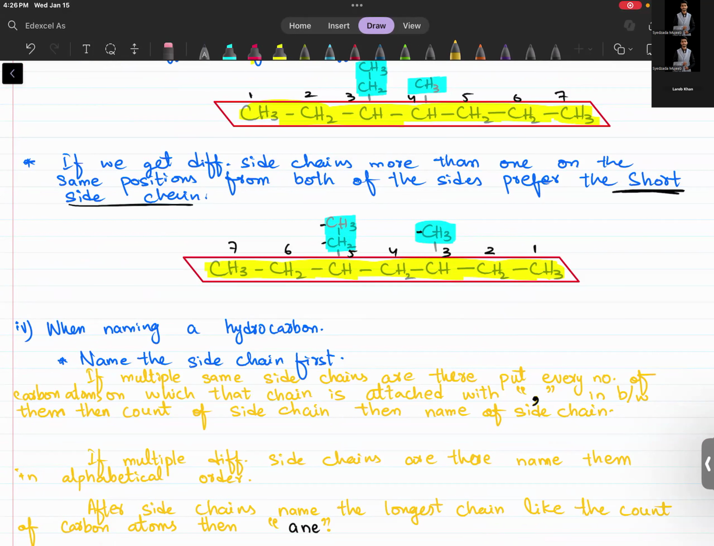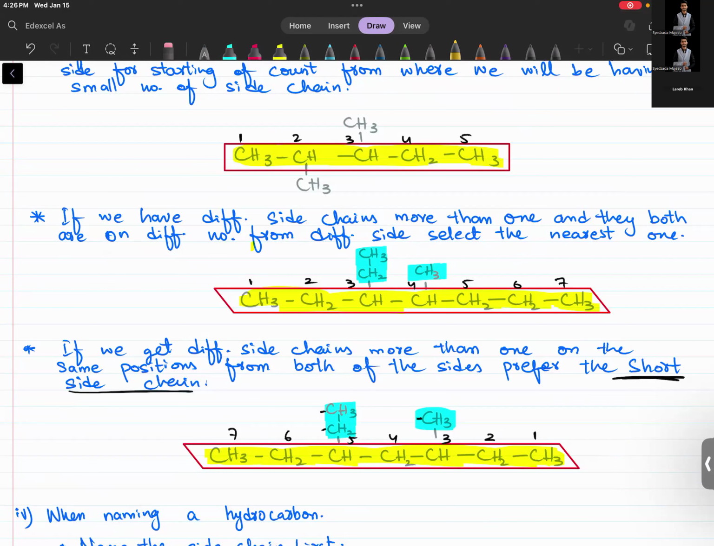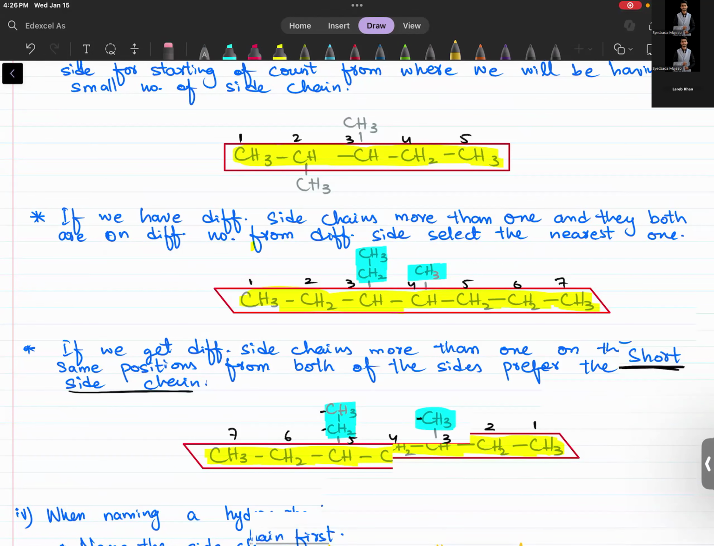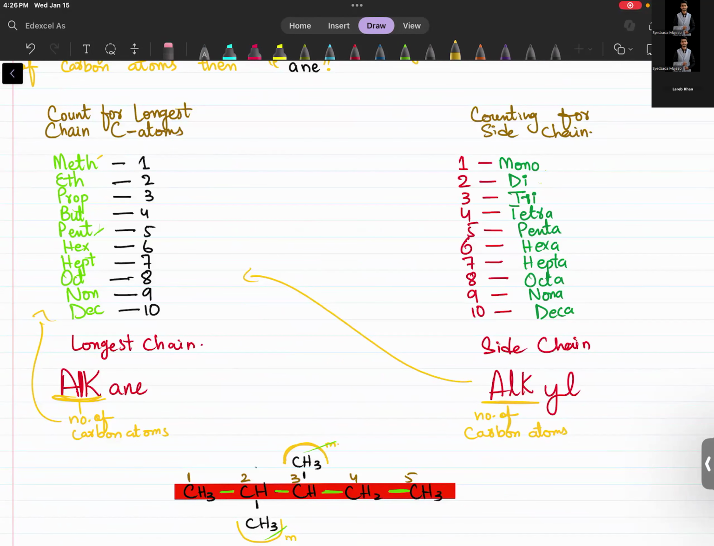Sir, can you go up? I'm done, sir. Okay. Now let's see what we have here. We have the two counts: the count for the longest chain and the count for the side chain. Longest chain means the main chain which we consider at the very first point, we'll be just putting it into the box.